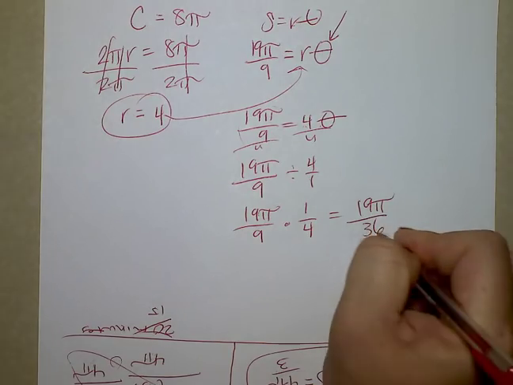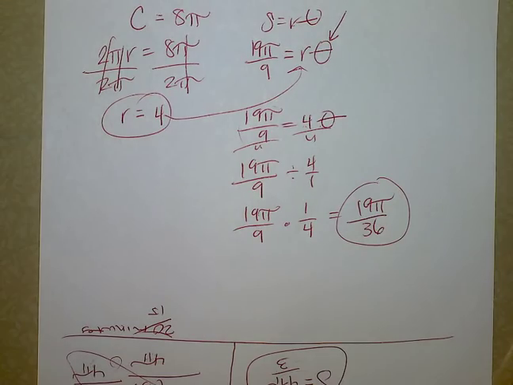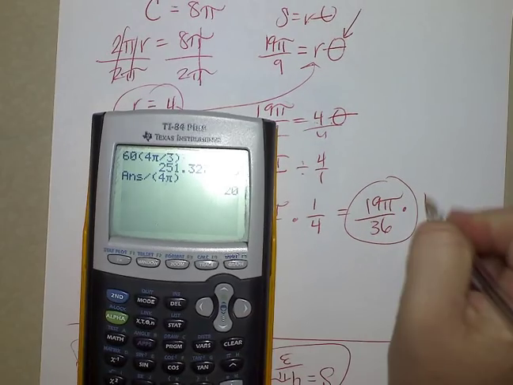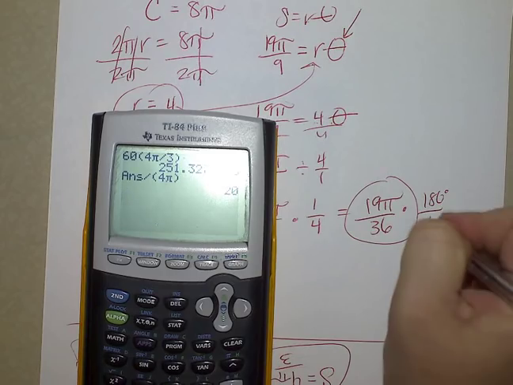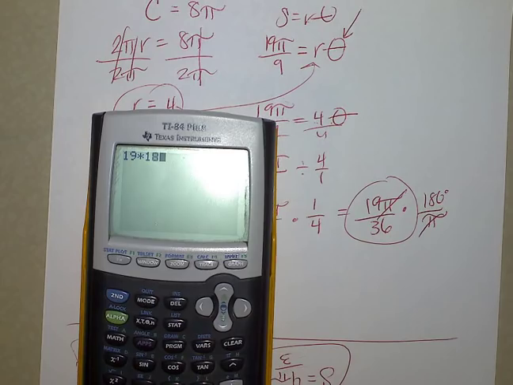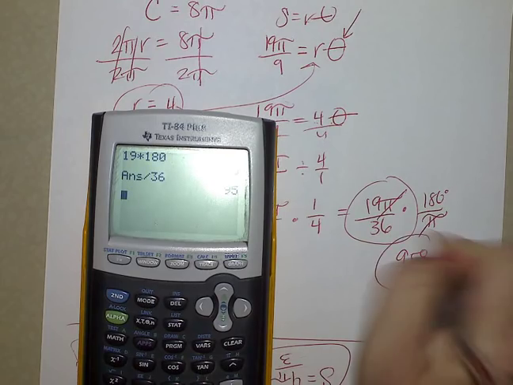So this is not wrong. Math-wise, it's not wrong, but the directions say convert it into degrees. So we're going to convert this into degrees by taking 180 degrees over pi. Pi symbols cancel. We end up with 95 degrees.